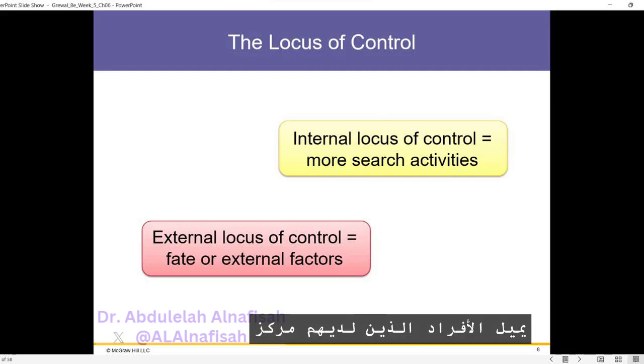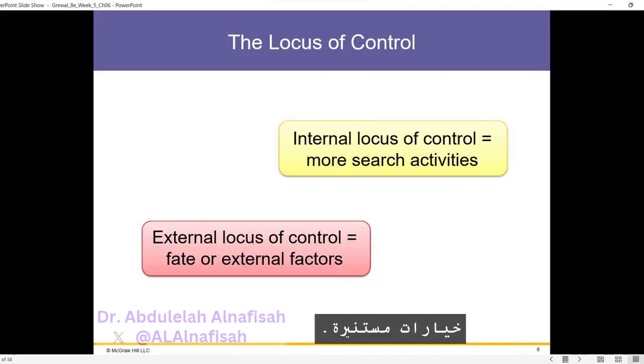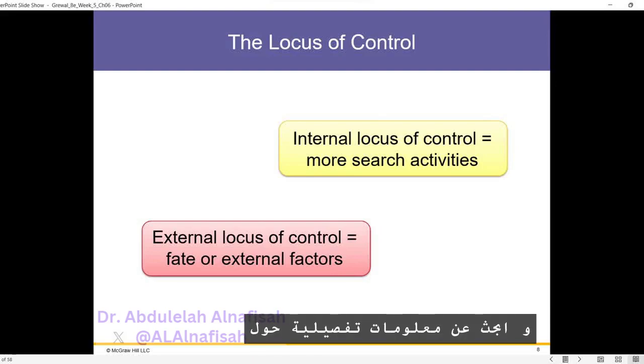Individuals with an internal locus of control tend to engage in more information search activities because they believe they can actively gather information and make informed choices. They are more likely to conduct research, compare alternatives, and seek out detailed information about products or services before making a purchase decision.